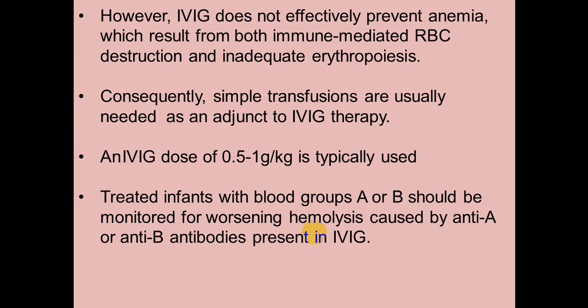But also there is a drawback of this process. It does not correct anemia. It may reduce the hemolysis and may reduce the bilirubin level, but here we may need a blood transfusion in case of anemia. The dose of the intravenous immunoglobulin is 0.5 to 1 gram per kg, and the treated infant with blood group A or B should be monitored for worsening hemolysis caused by anti-A or anti-B antibodies present in the immunoglobulin.